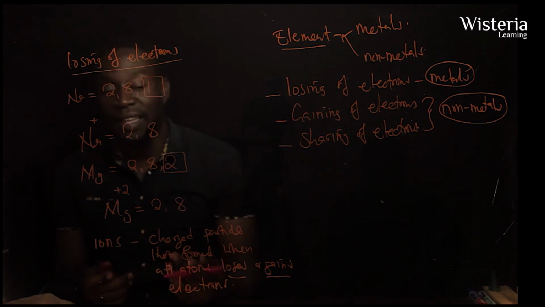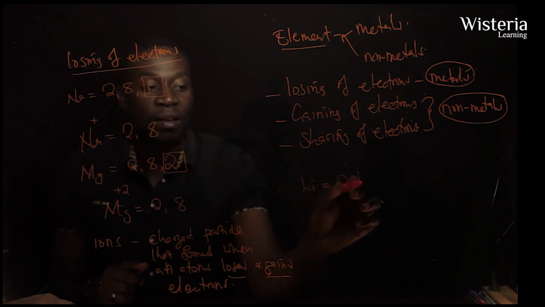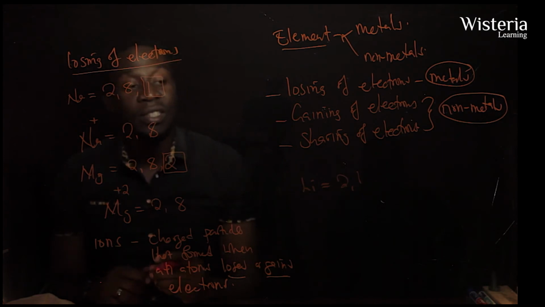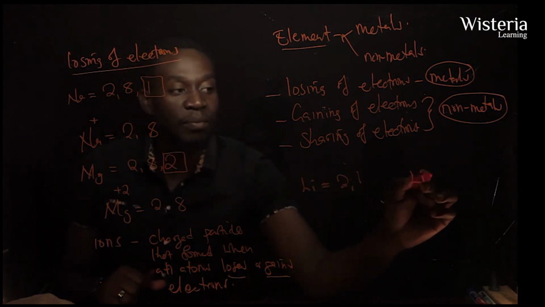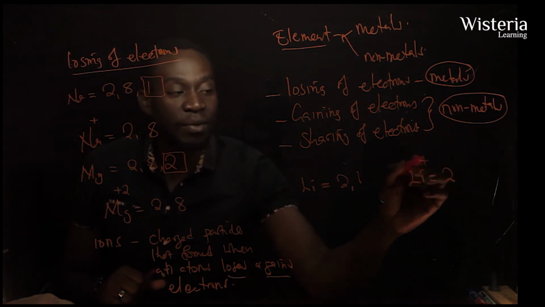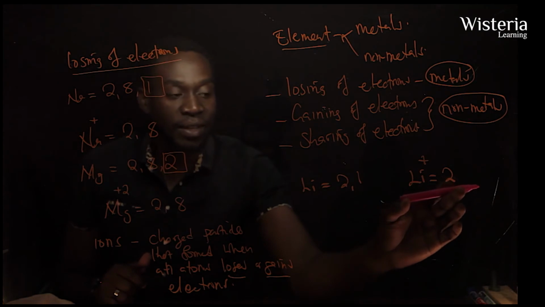So even lithium is 2,1. So it's going to lose the 1 electron that it has. After losing 1 electron, it becomes a lithium ion. So it has lost one electron. So this is an atom, and this is an ion of lithium.